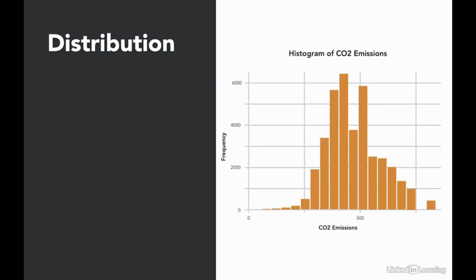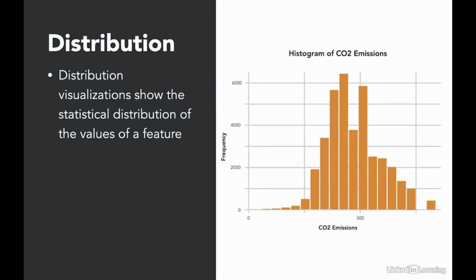The third type of visualization is a distribution visualization. As the name suggests, these types of visualizations illustrate the statistical distribution of the values of a feature. One of the most commonly used distribution visualizations is the histogram. With a histogram, we can figure out the most common values of a feature.